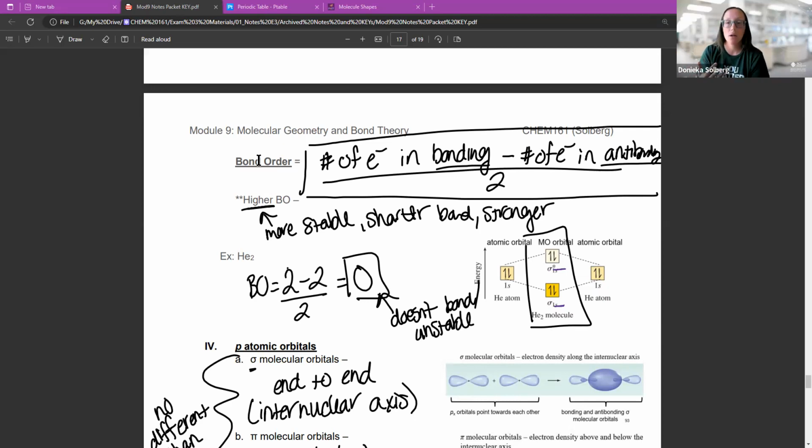The higher the bond order, the more stable the bond, the stronger the bond, and it's harder to break. The shorter the bond, they're closer together. So higher bond order is a better, stronger bond.